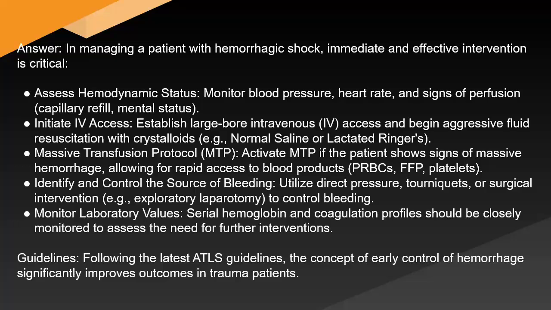Activate MTP if the patient shows signs of massive hemorrhage, allowing for rapid access to blood: PRBCs, FFP, platelets. Identify and control the source of bleeding. Utilize direct pressure, tourniquets, or surgical intervention, such as exploratory laparotomy to control bleeding. Monitor laboratory values: serial hemoglobin and coagulation profiles should be closely monitored to assess the need for further interventions. Guidelines: following the latest ATLS guidelines, early control of hemorrhage significantly improves outcomes in trauma patients.